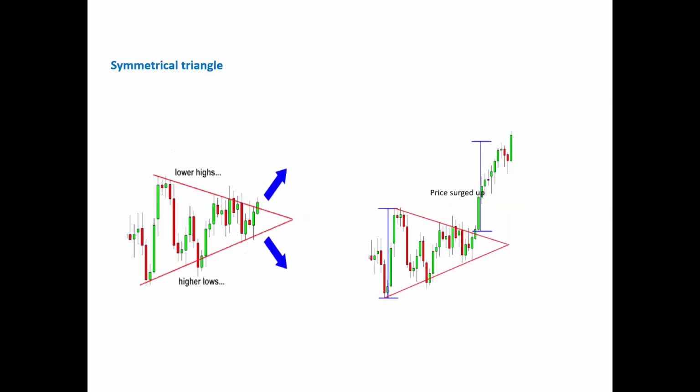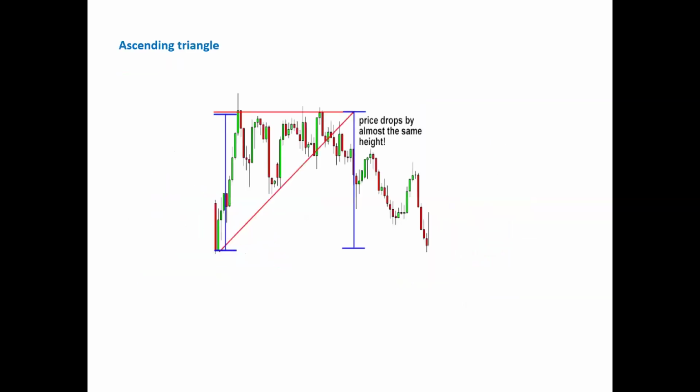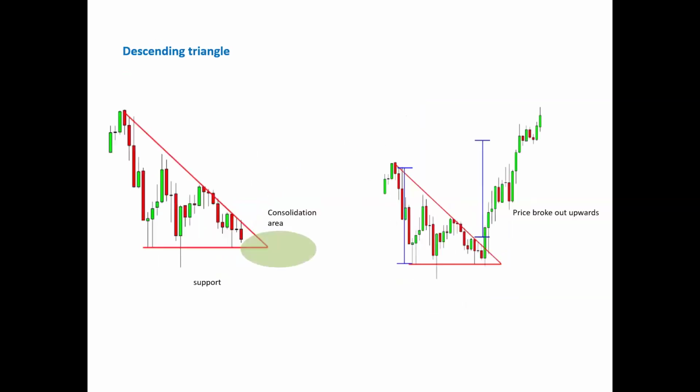And the triangles, I said the symmetrical triangle is unique because price can break out on either side. Wherever the price breaks out, that is where price is going at that time. If it breaks out bullish, it means we have a bullish signal. If it breaks out bearish, it means we have a bearish trading opportunity. Then we have the ascending triangle, which breaks out in the bearish direction for an opportunity to sell, and a descending triangle, which breaks out upward, giving an opportunity for a bullish trade.